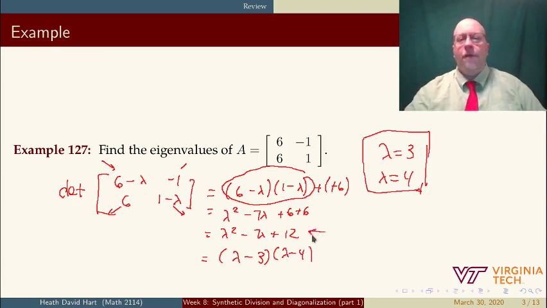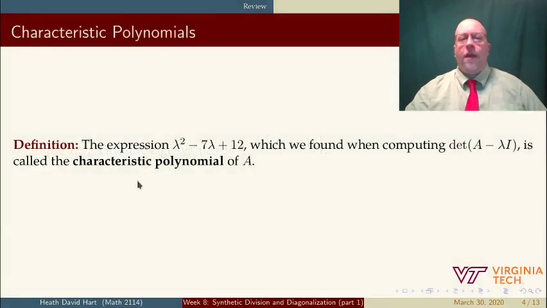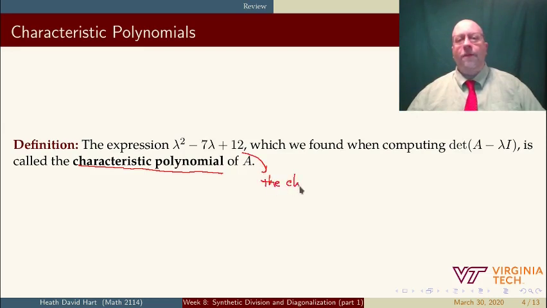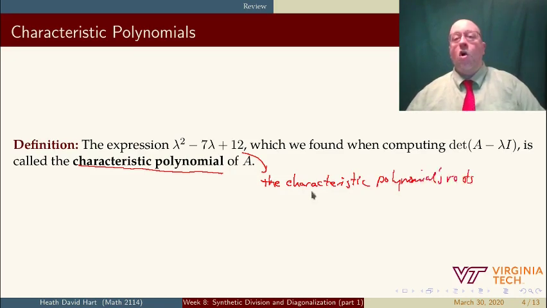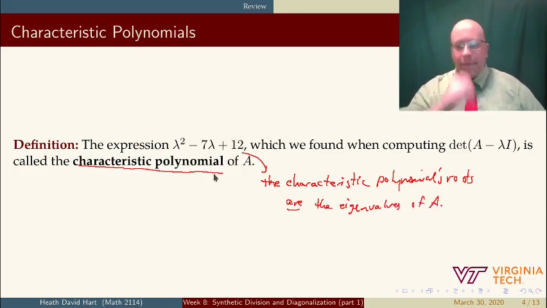I want to talk about this formula that we got right here. This is called the characteristic polynomial of A. The roots of the characteristic polynomial, the values that give it 0, are the eigenvalues of A. We'll look at the characteristic polynomial more in a little while.